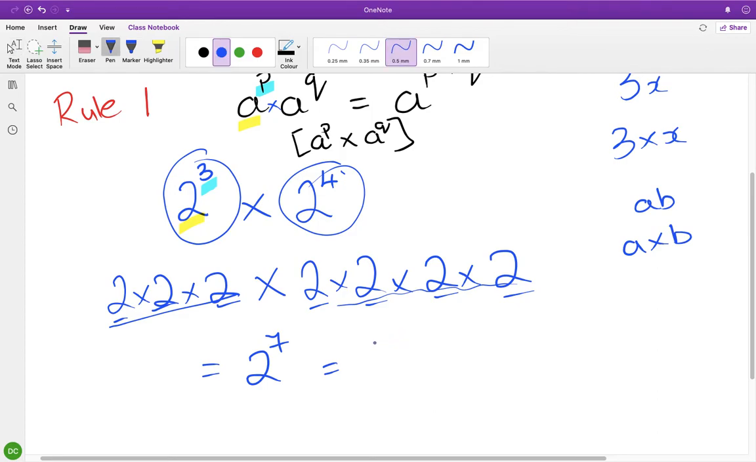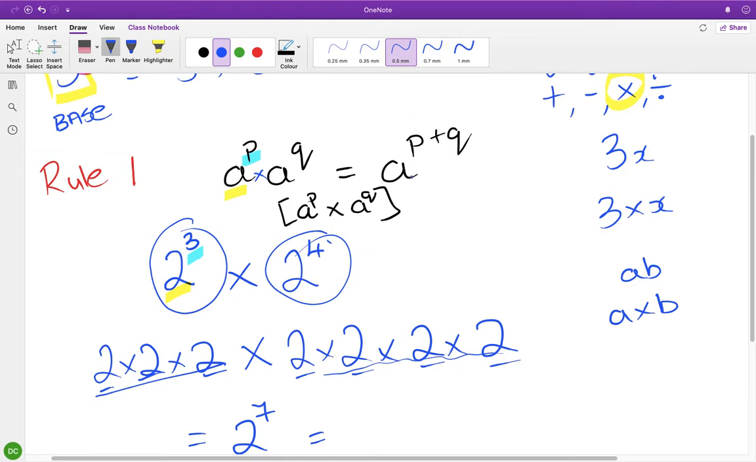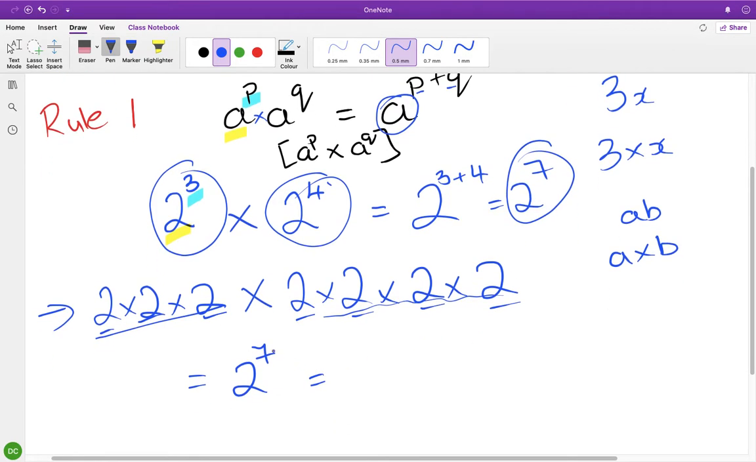Now let's look at the rule. What did the rule say? The rule said that if you have a base raised to a power multiplied by the same base raised to a power, you can just add the powers. So I didn't need to do this line at all. What I could have done is kept my base, which is 2, and added the first power and the second power. So 3 plus 4, which is 2 to the power of 7. And that's what I got when I did the problem out using 3 2's and 4 2's.